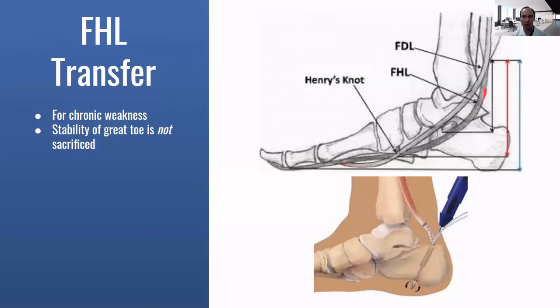Doing an FHL, or flexor hallucis longus. So this is a tendon that can be taken and inserted and help strengthen the Achilles pull. Some people are concerned because you take it from the big toe joint, but there is a connection here at the knot of Henry, and that usually is not a problem. So you can take this and help to strengthen the Achilles tendon.